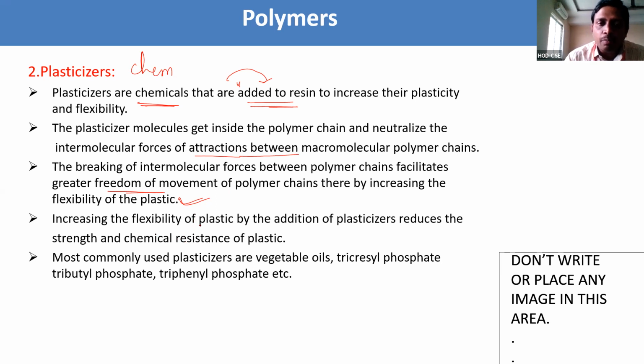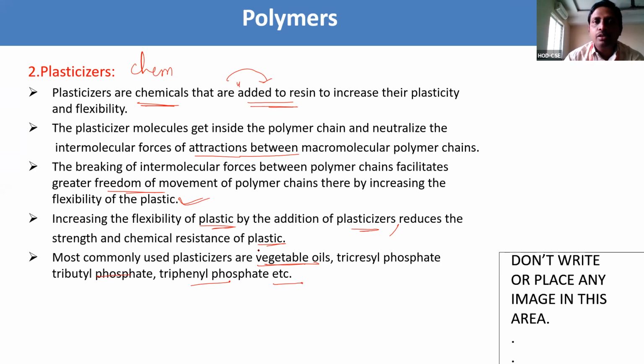Increasing the flexibility of the plastic by the addition of plasticizers reduces the strength and chemical resistance of the plastic. The most commonly used plasticizers are vegetable oils, triglycerol phosphate, tributyl phosphate, triphenyl phosphate, etc.